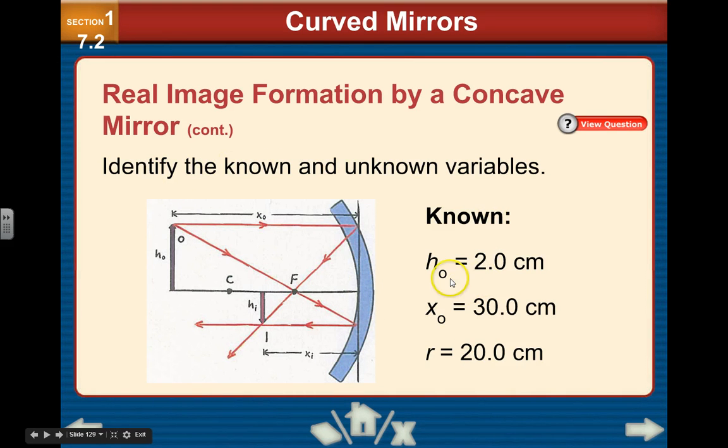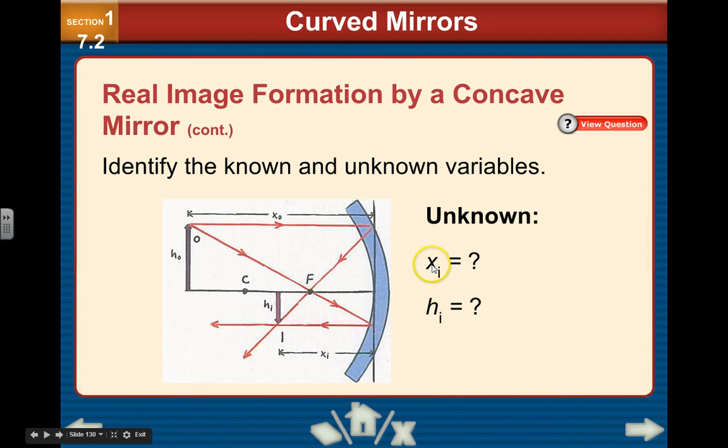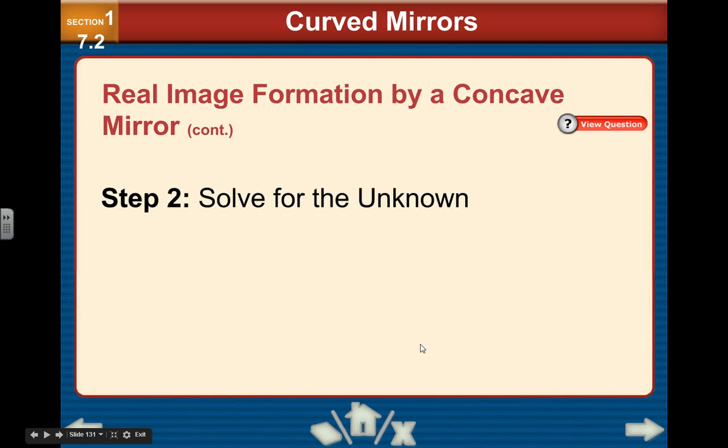So what are our unknowns in this case? We have a height that's 2 centimeters. We have an xo, the distance from the mirror, which is 30 centimeters. And R, remember R is basically the distance to the center of the circle. Why is that important? Because half of that will give us the focal point, and we need f. We're going to try to figure out what xi is, what hi is. We're also going to figure out what the magnification is.